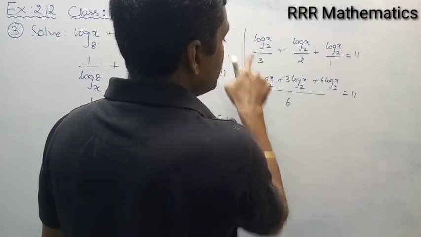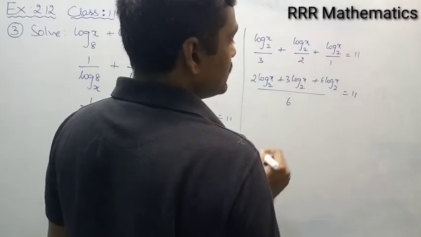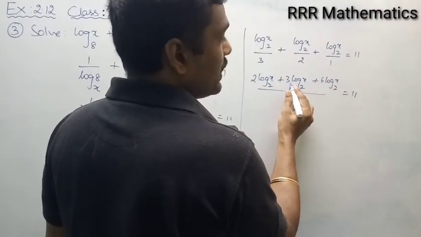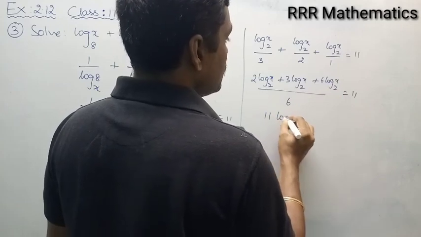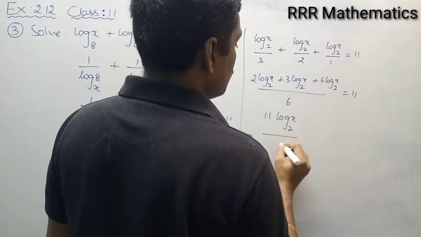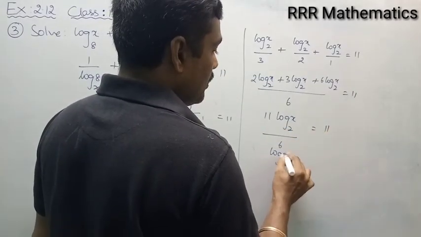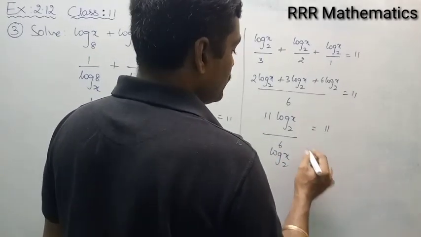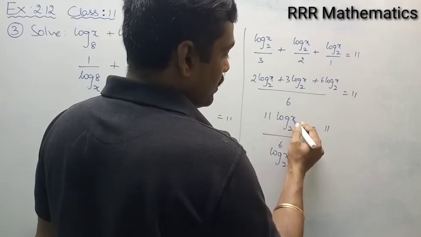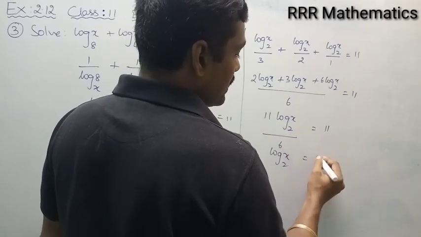So multiply 2 here, multiply 3 here, multiply 6 here. When you add 2 plus 3, 5, 5 plus 6, 11 times log x base 2 by 6, which is equal to 11. 11, 11 get cancelled. Log x base 2 equal to, these two get cancelled, log x base 2, the 6 will come here.